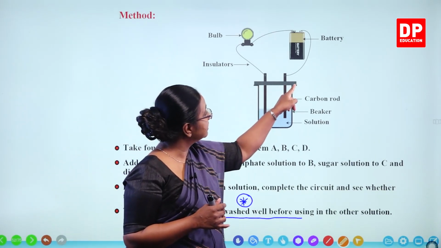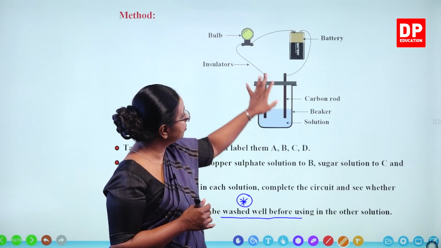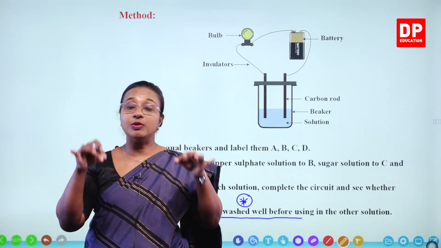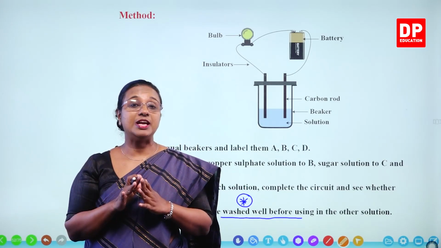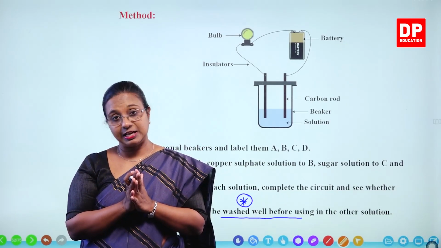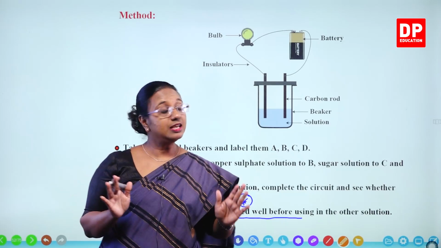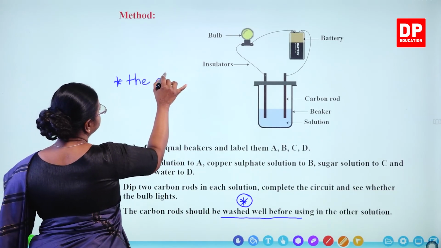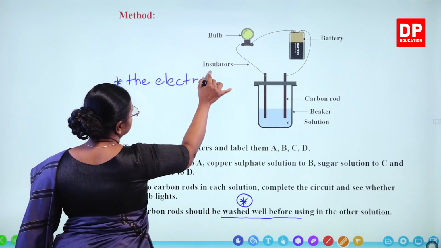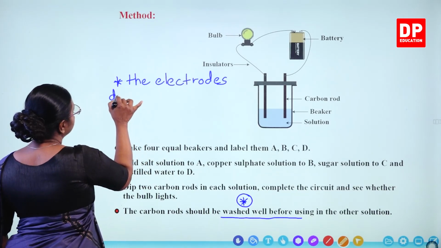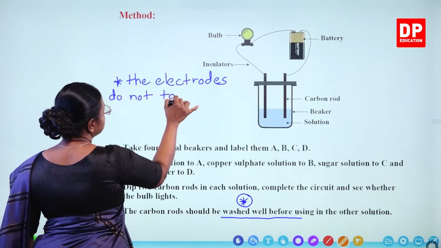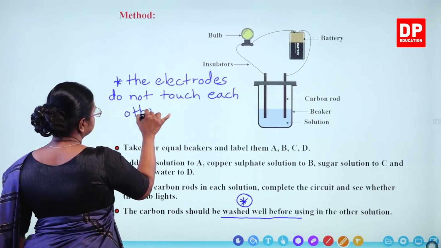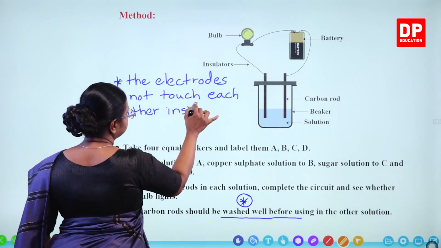That is why in these they have a lid, so that the 2 electrodes are in their correct position. You can use it without fixing it to a lid also. Then we have to make sure we don't touch the 2 electrodes within the solution. Is that clear to you all, students? So here you have to make sure the electrodes do not touch each other inside the solution.